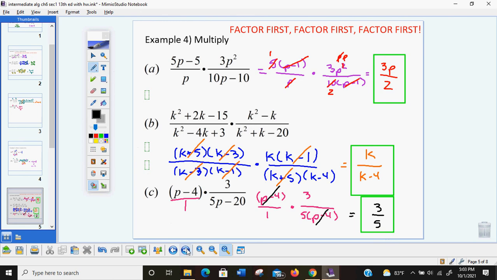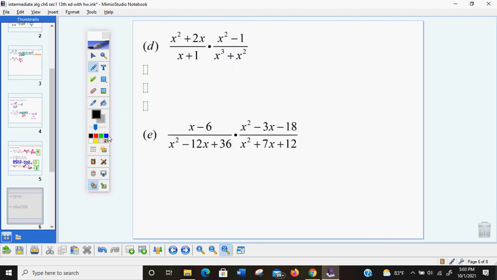Okay, let's look at the next one. There's 2 more. On part D, factor first. Here, I can take out an x, and I'm left with x plus 2. Now let's go to the bottom. X plus 1 won't factor. There's no squares. There's nothing I can take out. I'm just going to put it in parentheses. Let's go over here. That's difference in squares: x plus 1 times x minus 1.